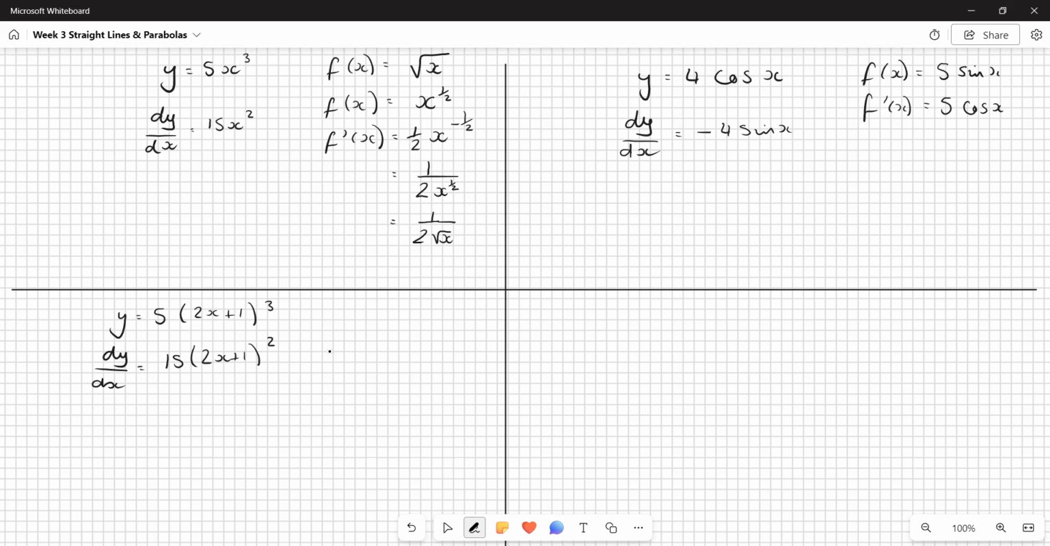But then you say to yourself, it's not an x, it's a pretend x. So now what you have to do is multiply by the derivative of the pretend x. And the derivative of 2x becomes 2, and remember, when we differentiate numbers, they disappear. So the derivative of 2x plus 1 is just 2. So our final answer would be 30 times 2x plus 1 squared. Let me do another example of that.